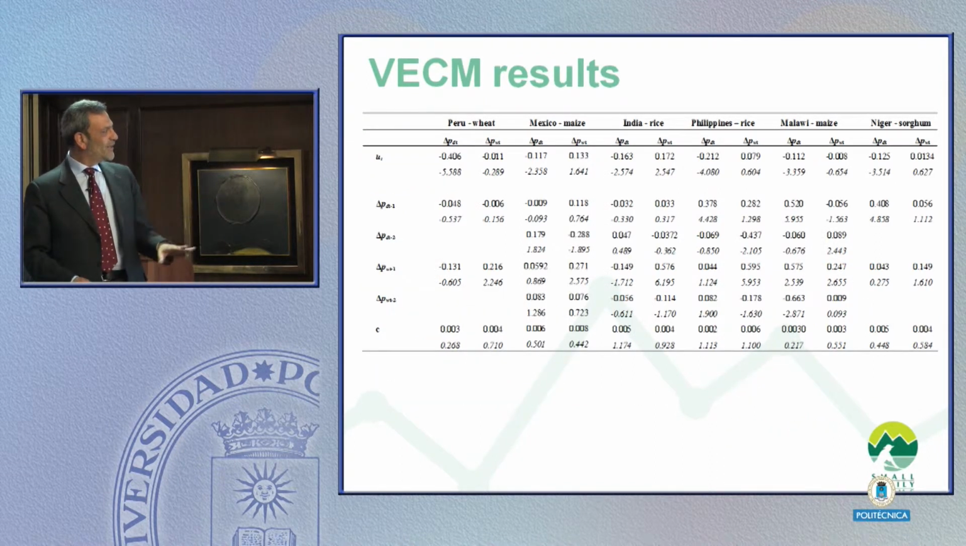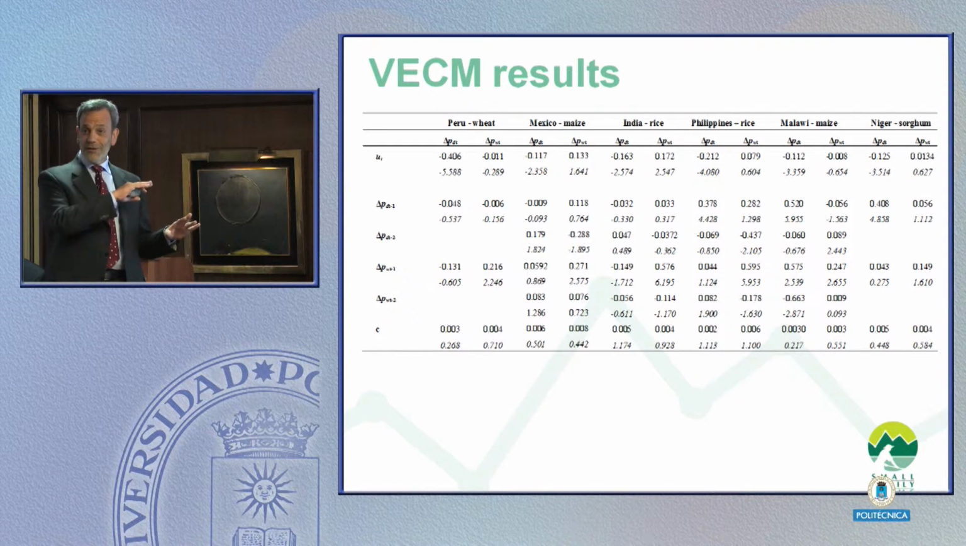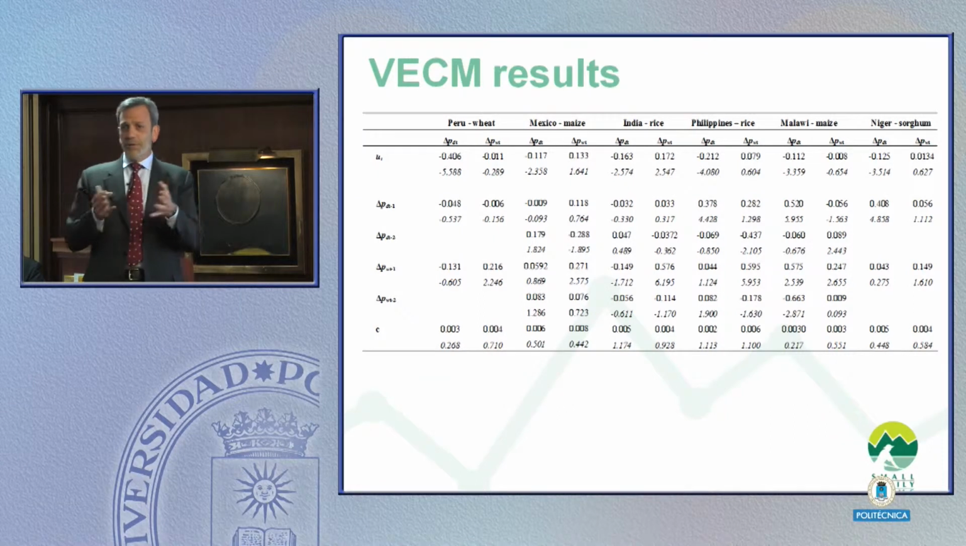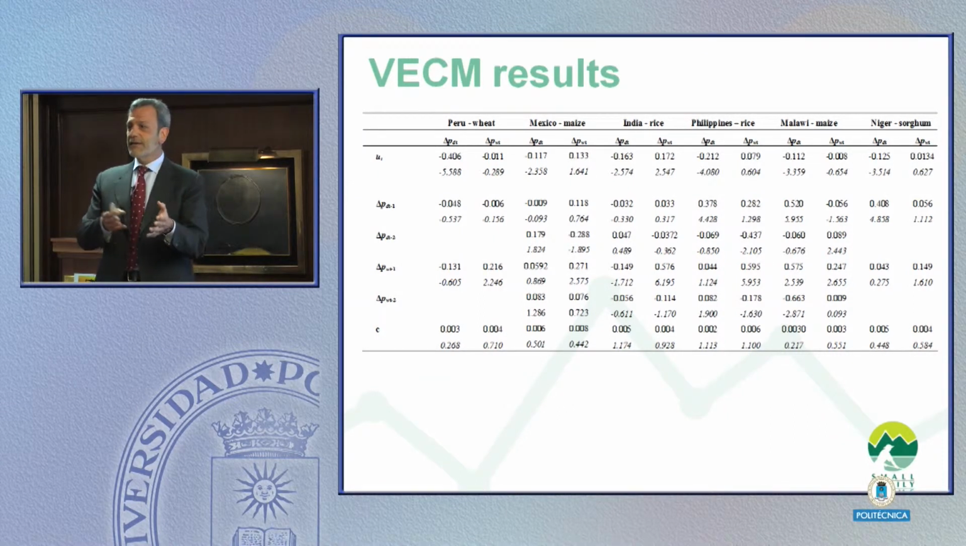Some numbers: you only worry about the top row of the numbers, which tells you the speed of convergence. So if you go to Mexico, it is minus 0.11. It tells you that the price of maize in Mexico and the price of maize in the world market are moving together.